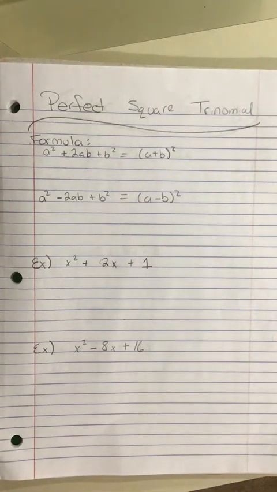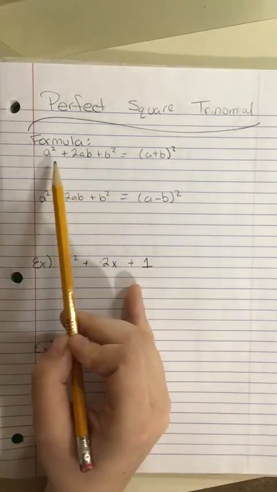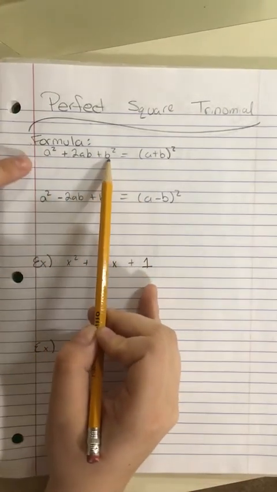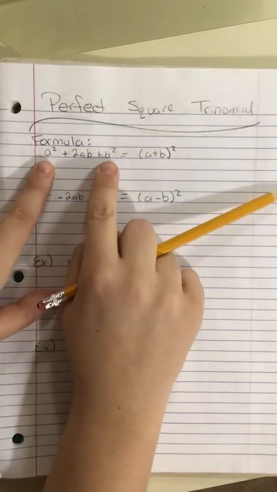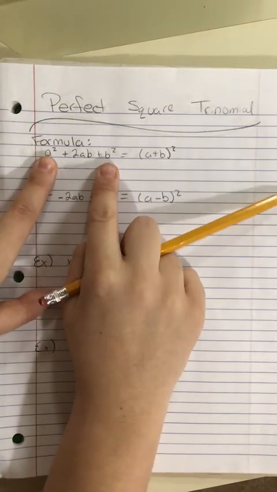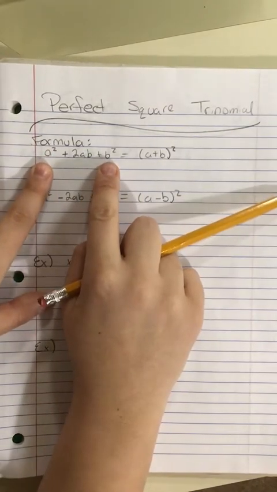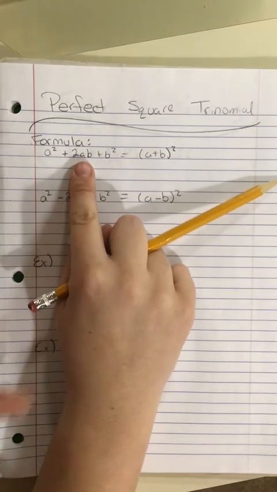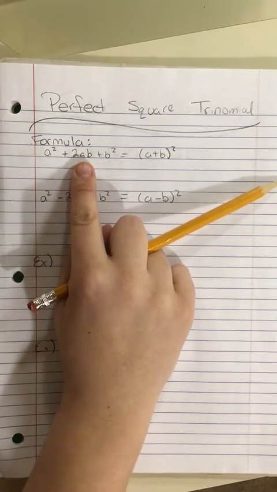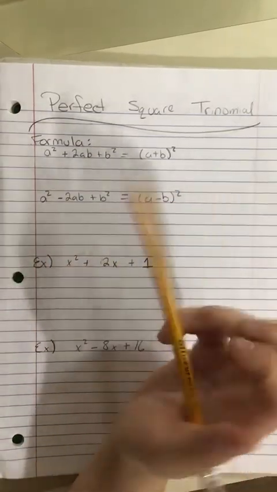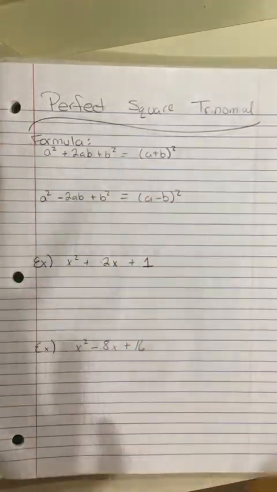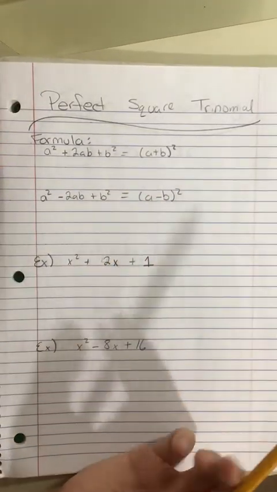Okay, perfect square trinomials, we're going to be factoring those. That's when you see that the trinomial has these two ends, the first term and the last term, are perfect squares, and the middle term is double A and B. Okay, so let's just take a look and see what we can find.